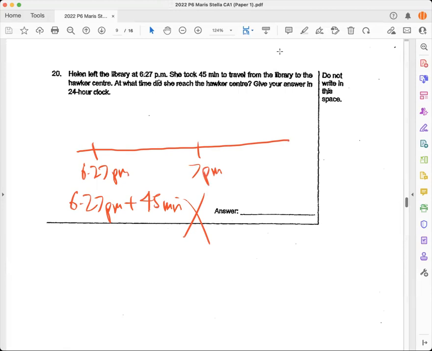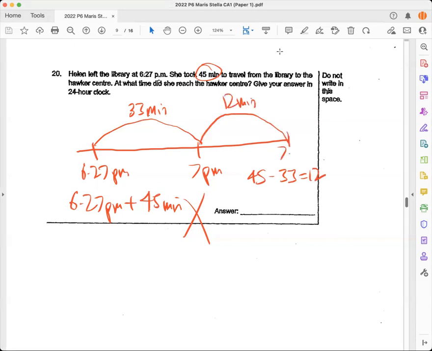All right. So I always do it in stages. Go to 7 p.m. From 6:27 to 7 p.m. is 33 minutes. Then you still have 45 minutes, right? How many more minutes to go? 45 minus 33, you have 12 minutes more to go. So another 12 minutes, and that will give you 7:12 p.m. Oh no, sorry. The question asked for the 24-hour clock. So it's 1912.